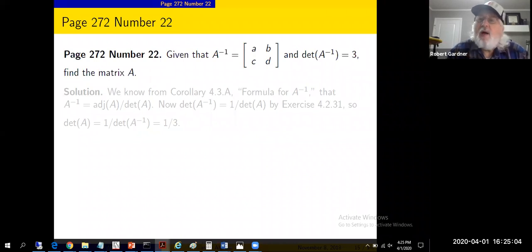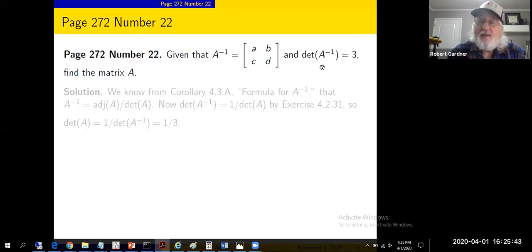Let's look at this one as well, which says, given the inverse of a matrix, given A inverse is A, B, C, D, it's given here, and the determinant of A inverse is 3, find matrix A. All right, so in a sense, they've given us 2 out of 3 pieces of information. They've given us the inverse of a matrix, the determinant of the inverse, and they're asking us to find the matrix A itself. Well, we know how to relate the inverse to adjoints and determinants, given what we just saw.